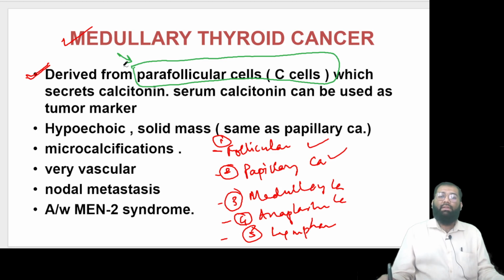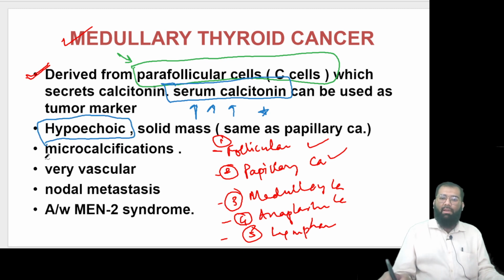As a result, in this tumor, calcitonin is a tumor marker. So serum calcitonin is raised in patients with medullary carcinoma of thyroid. Again, a very important feature is that it is hypoechoic. This is the same as papillary carcinoma of thyroid; even papillary CA is hypoechoic. Now medullary carcinoma of thyroid also has multiple microcalcifications. This feature is similar to papillary carcinoma of thyroid.